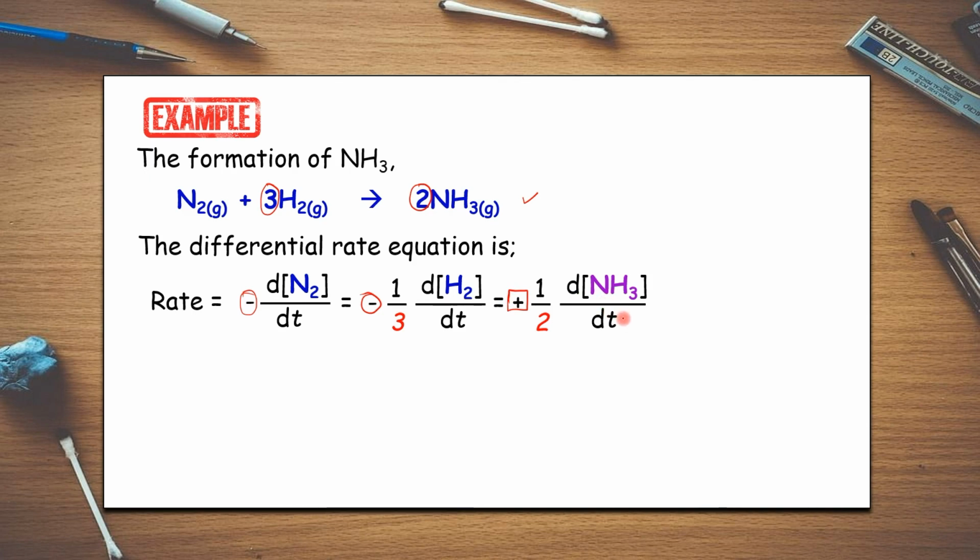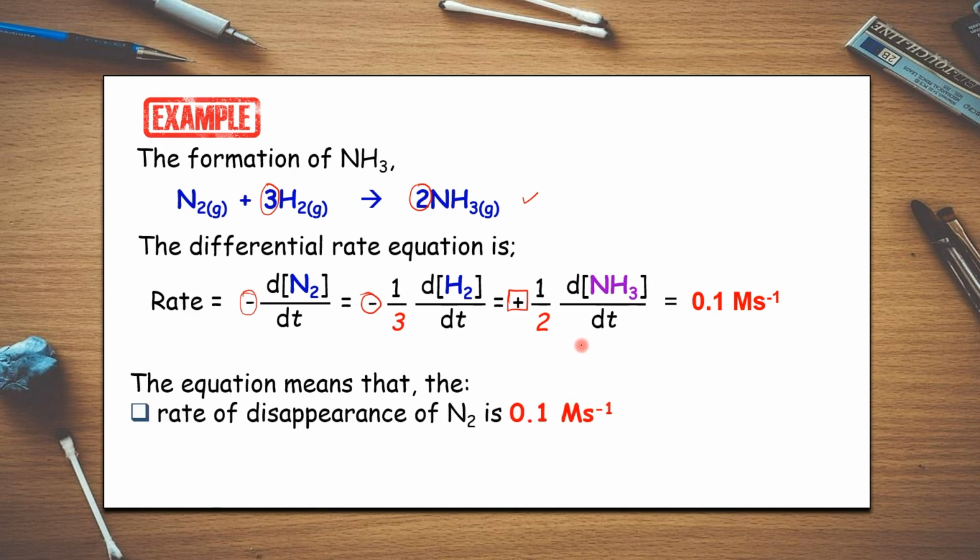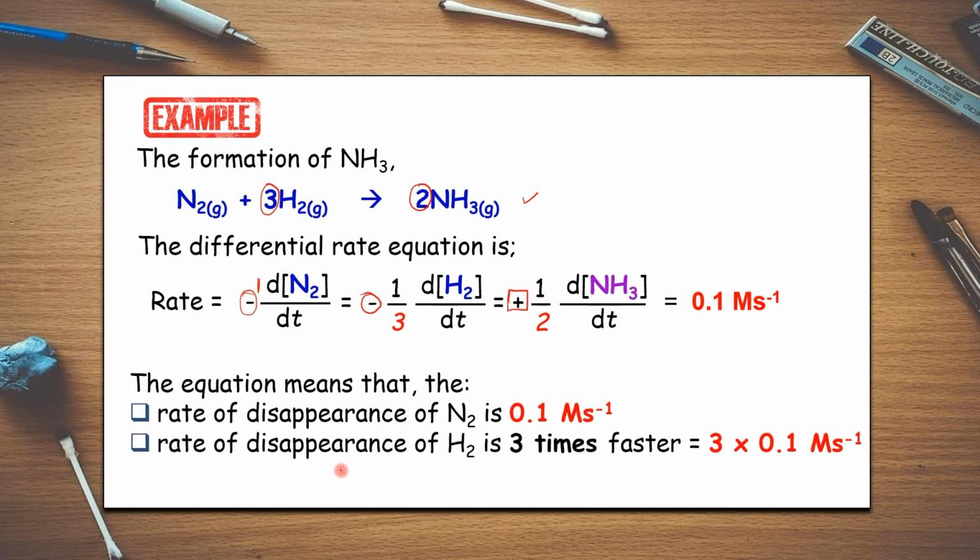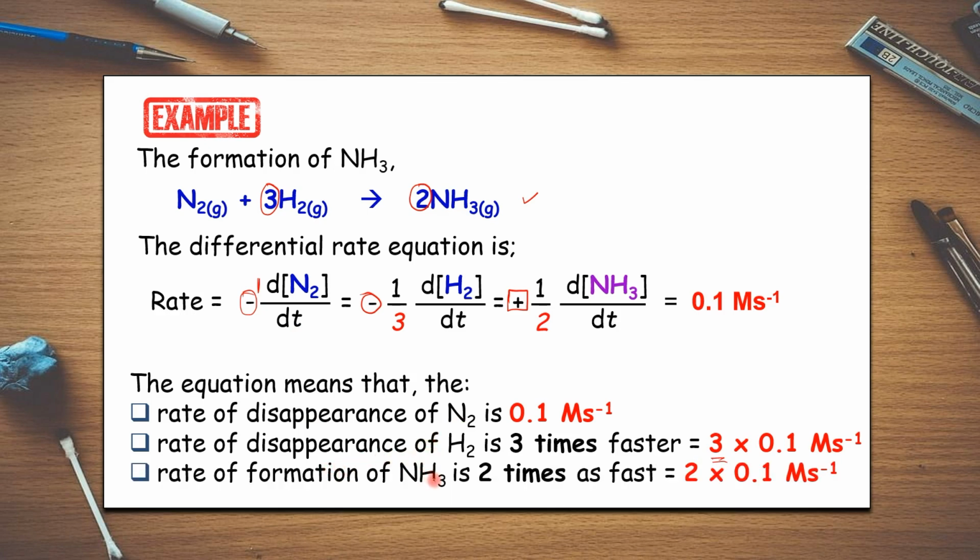Let's say the value of the rate here is 0.1 molar per second. So what does the equation mean? We can find three pieces of information from this equation. The first one: the rate of disappearance of N2 is 0.1, because the coefficient here is 1. However, the rate of disappearance of H2 is 3 times faster than the rate of disappearance of N2, that is 3 times 0.1 molar per second. And the rate of formation of ammonia is 2 times faster, that is 2 times 0.1.